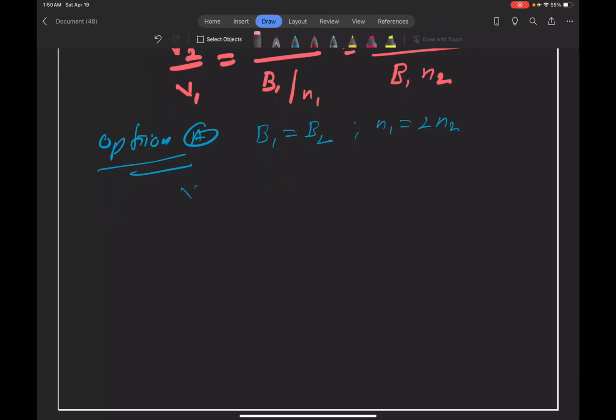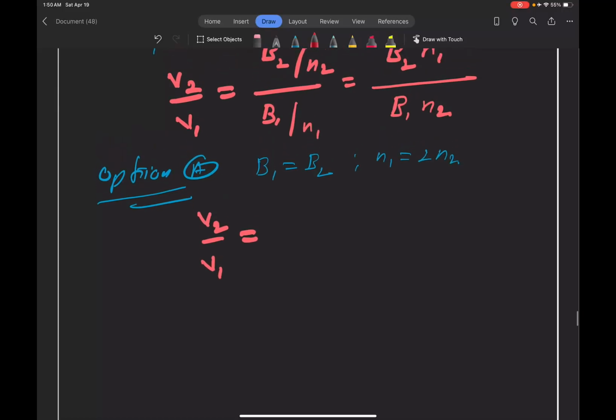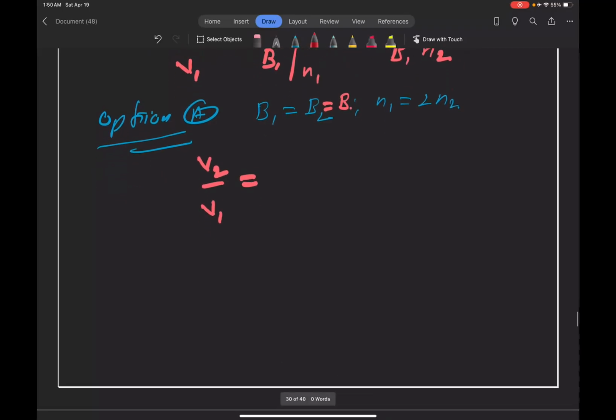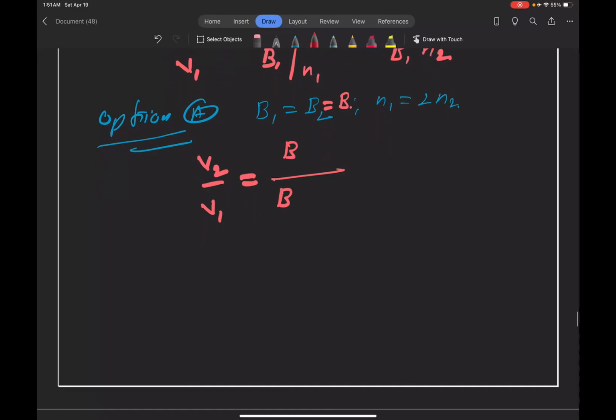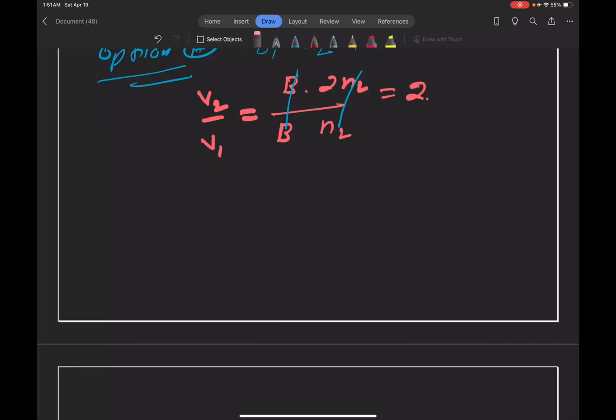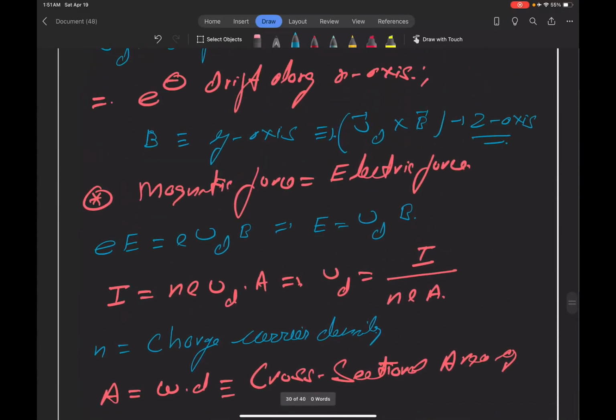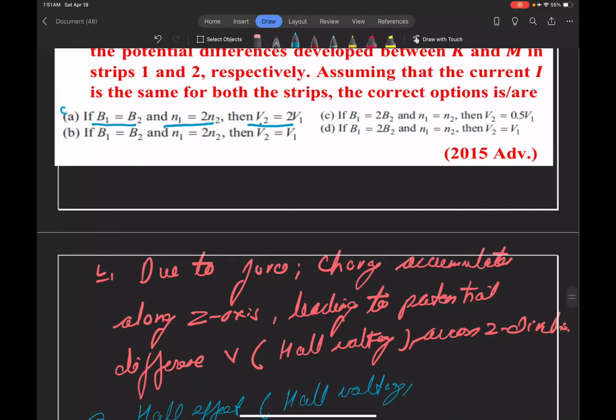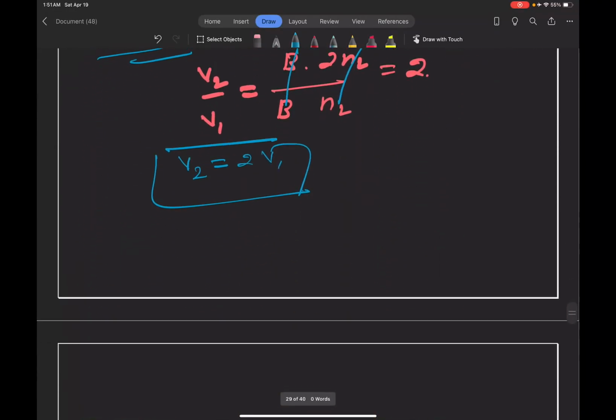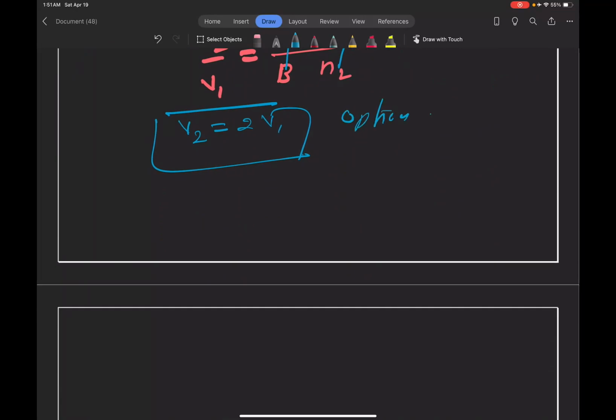So we can write that our V2 by V1, let us suppose it is equal to common field B, and we can write this as B divided by B and multiplied by twice N2, and here we have already N2. So B and N2 go away, so this gives us 2. So therefore we can say that our V2 is equal to twice of V1. So option A is correct.